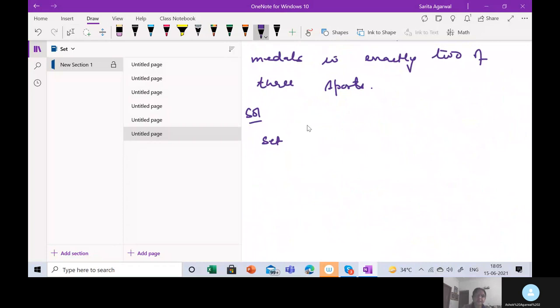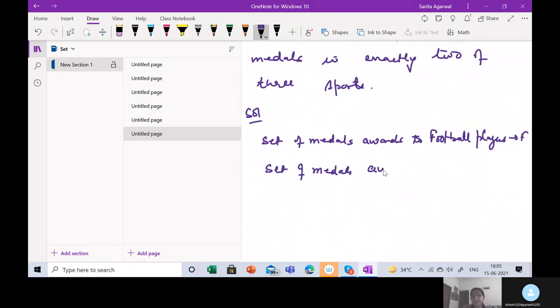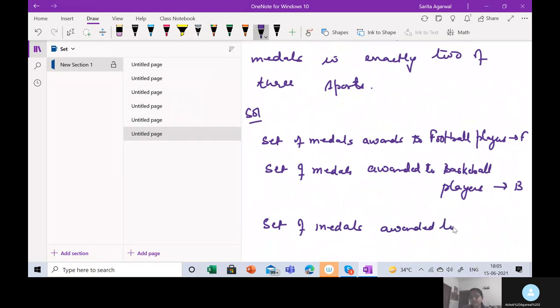The set of the medals awarded to football players is denoted by F. The set of the medals awarded to basketball players is denoted by B. The set of the medals awarded to cricket players is denoted by C.